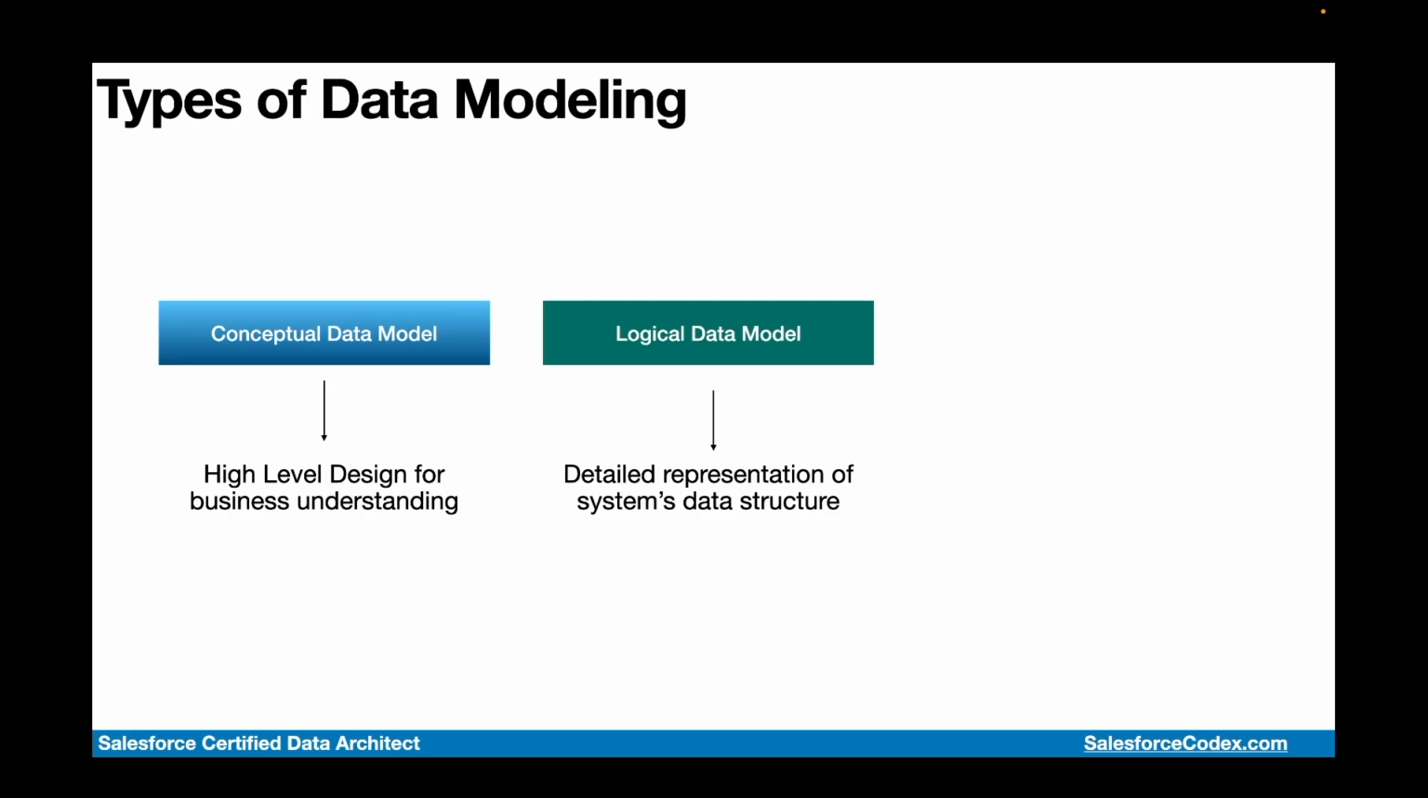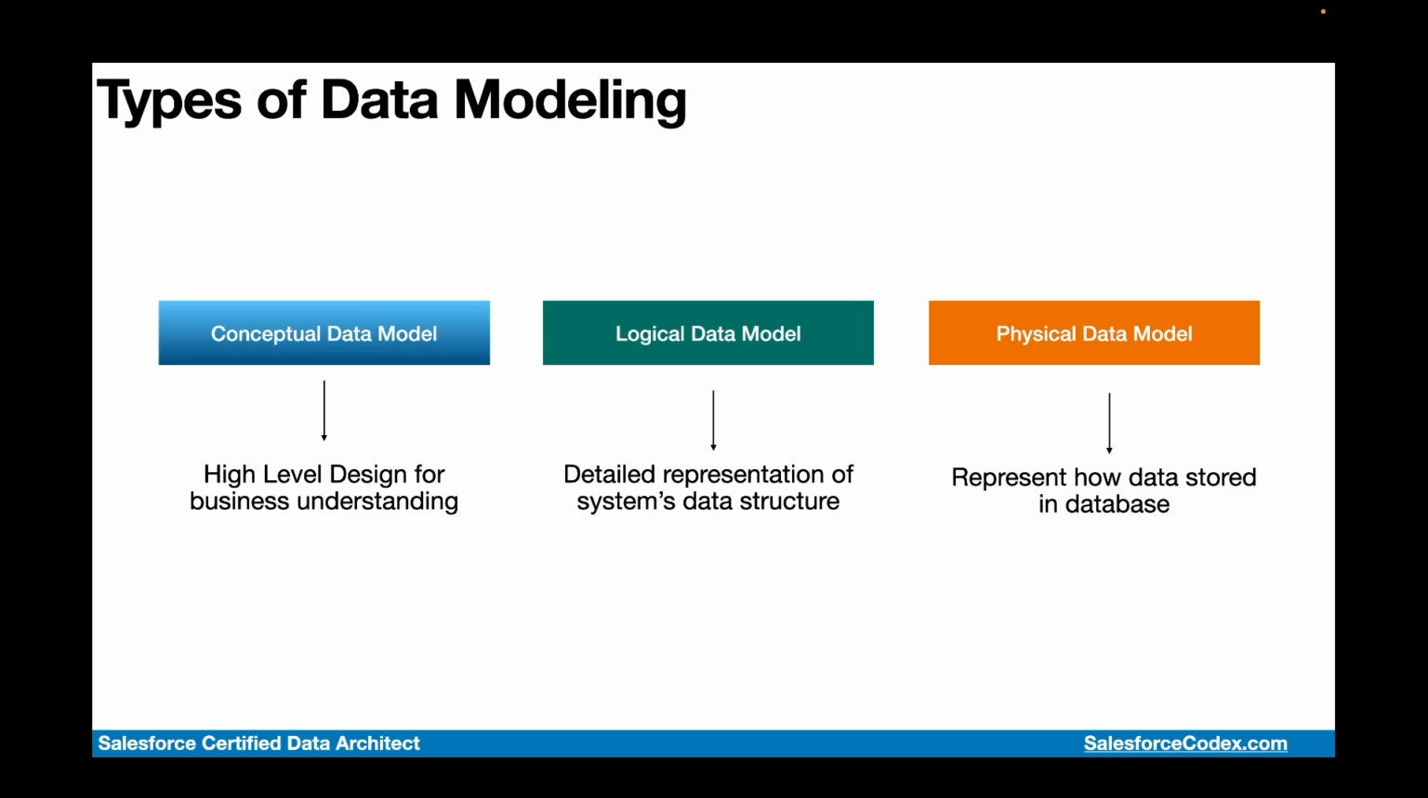Then we have the logical data model, which defines relationships and attributes. Basically, this is a detailed representation of the system's data structure. It tells how data is structured. Then the last one is the physical data model, which tells how data is stored in the database, like how we are creating tables and how much data will be stored in a particular field. For those kinds of information, we will have the physical data model.